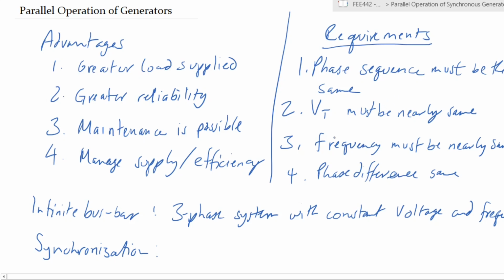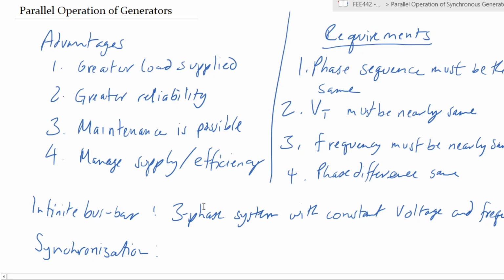So when all these requirements are met, the generator is said to be synchronized to the system that you want to connect it to. Okay, so what are the conditions for synchronization? We've listed them here. You need to have the phase sequence to be the same. The terminal voltage must be close. Frequency must also be close. And the phase difference, the power factor, should be roughly the same. It should be close enough so that they are not too far divergent from each other.